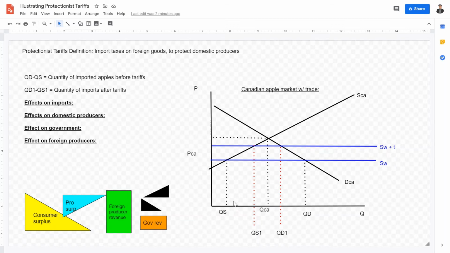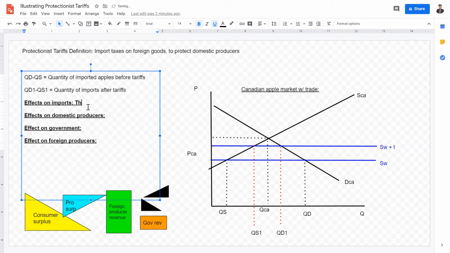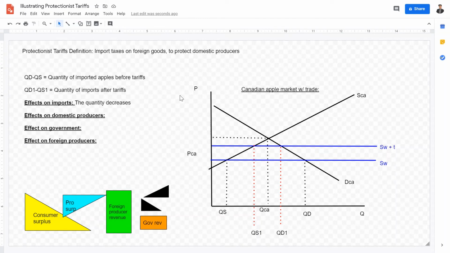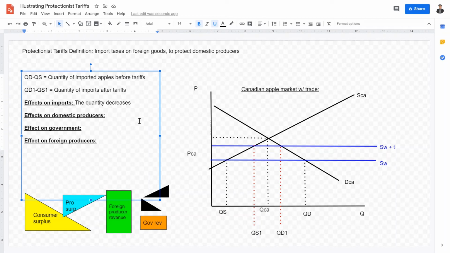And obviously, as you can see, the protectionist tariff has worked. The quantity of apples imported has decreased from the difference between QD and QS to now the difference between QD1 and QS1. So there's a great decrease in the quantity of apples imported. Now, what is the effect on imports? The quantity decreases because the government wants to protect domestic workers and domestic apple producers, so they decrease the quantity of foreign apples entering the market.